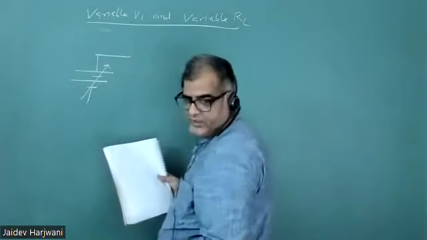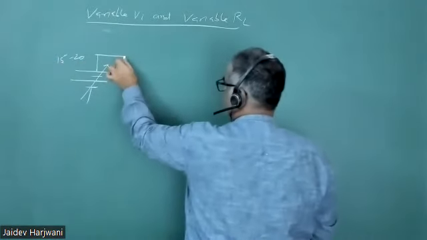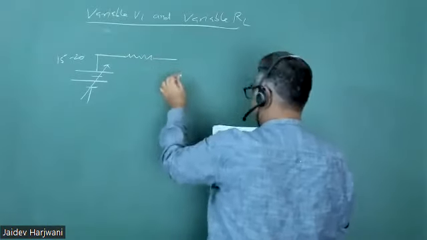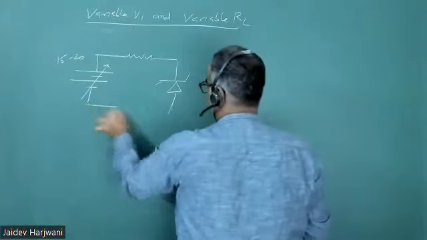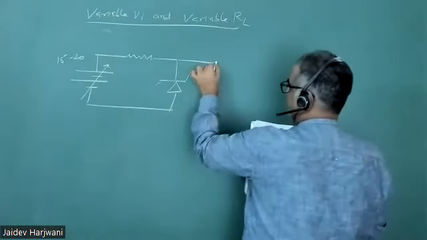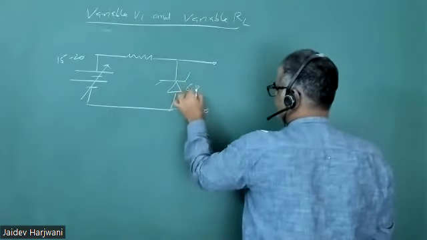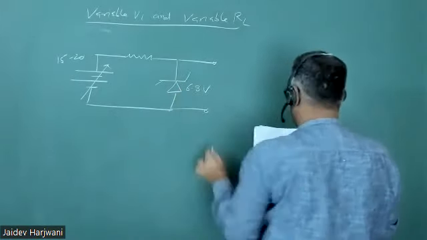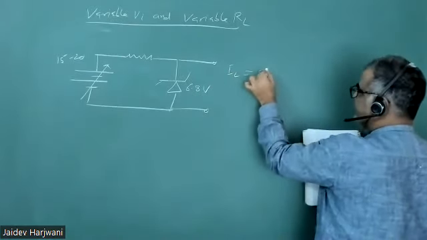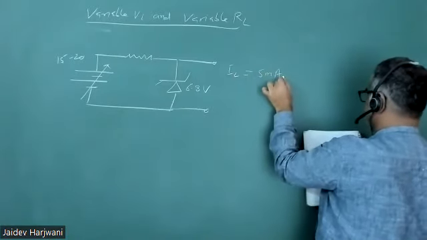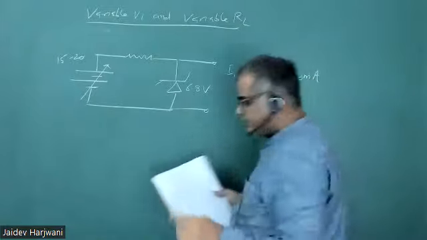You have been given a variable source varying from 15 to 20, and you have been given a load. The voltage is 6.8 volt. And for IL, they have given the limit. It can go from minimum to maximum. The limit they have given.